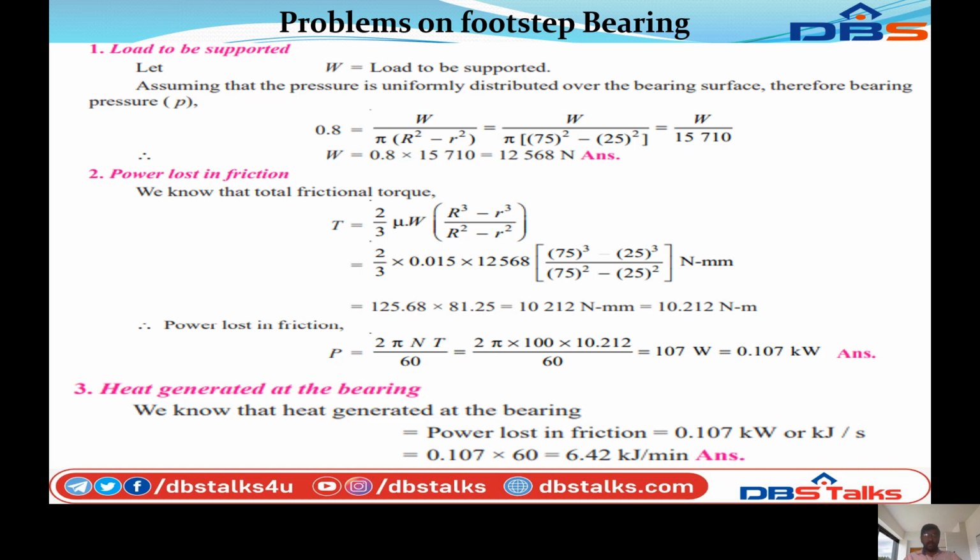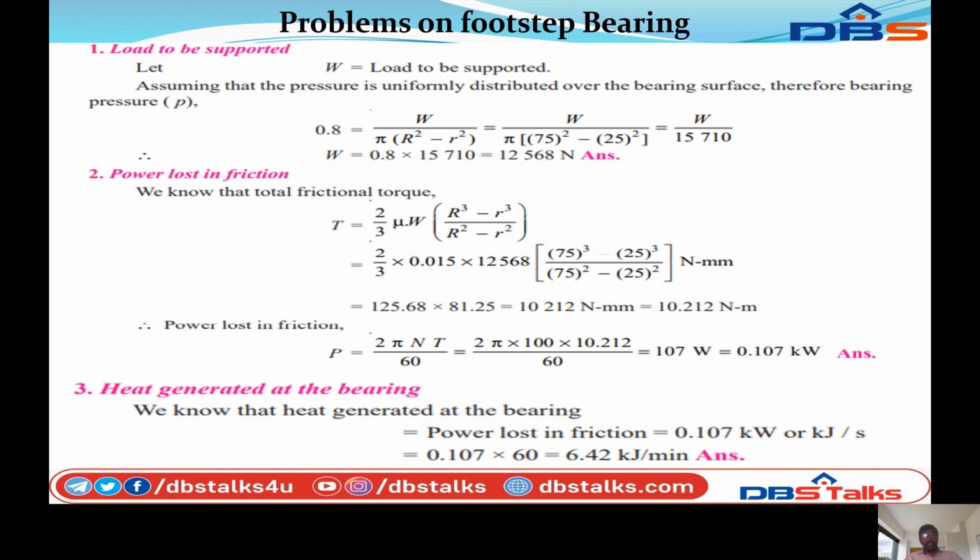So finally you can calculate the power lost in friction. Power equals 2 pi N T by 60. Substituting the values, 2 into pi into 100 into T, which is 10.212, by 60. So finally we get the power loss in friction P equal to 107 watts. This is converted to kilowatts, so 0.107 kilowatts.